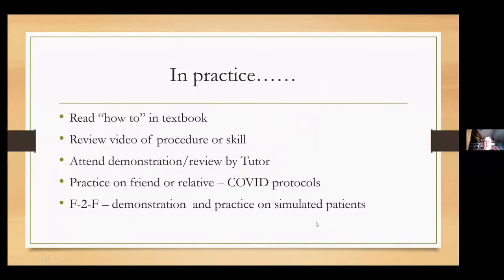In terms of what that translates to in practice, it's just hoped that with the recommended textbook, you would read how to perform the skill in that textbook. That textbook is associated with videos of the relevant skill, and we will make those available to you. And so you read how to do it, see how to do it. It'll be demonstrated and reviewed by your tutor when we go back face-to-face. So you'll have an opportunity to perform the skill in front of an experienced person and get feedback.